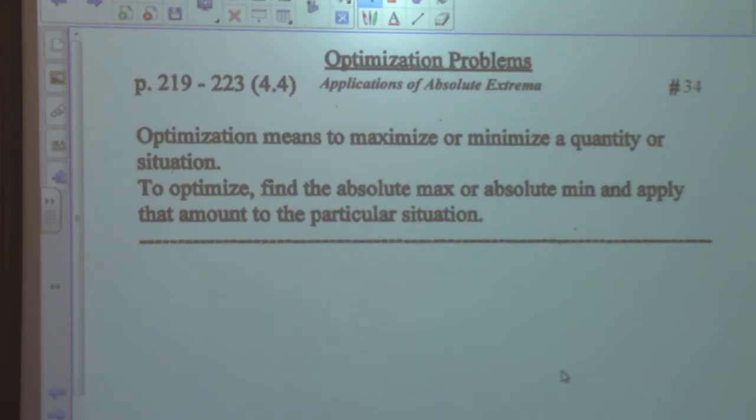Today we're going to start on note card 34. So I want you to open your packet to 34, optimization problems.